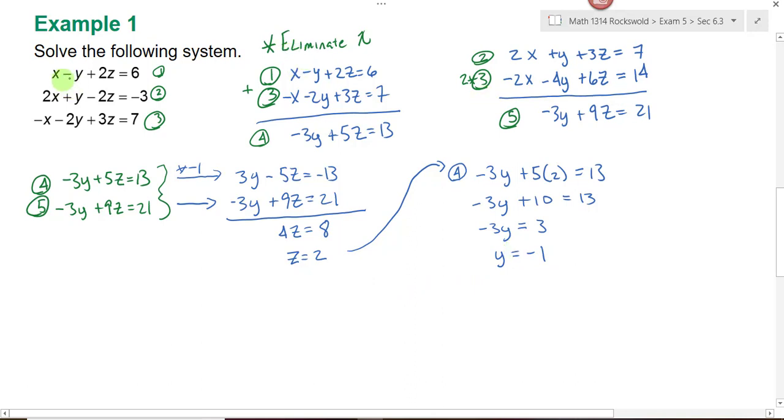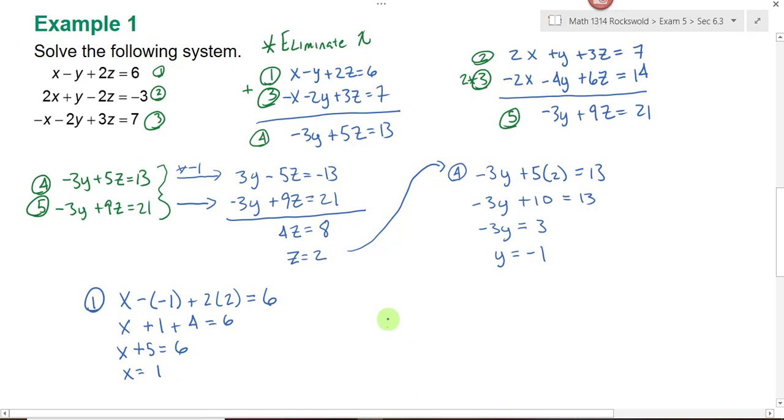And I'm going to use this first equation to plug in numbers for y and z and solve for x. So that's going to give me x minus, and then y we said was negative 1, plus 2 times 2, because z was 2, equals 6. Now I just simplify, and that gives me x plus 1 plus 4 equals 6. Combining your like terms gives you x plus 5 equals 6, and when we subtract 5 from both sides, we get x is equal to 1.